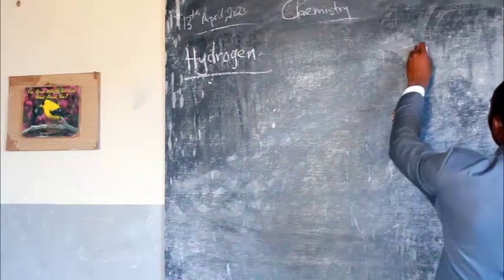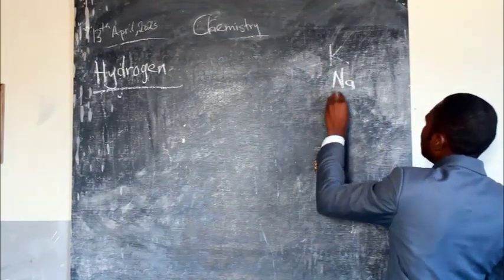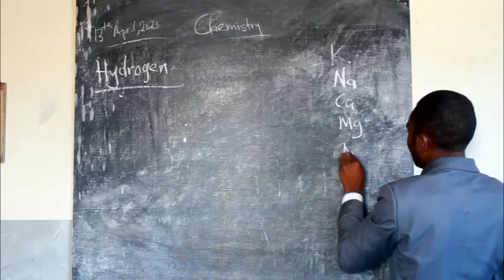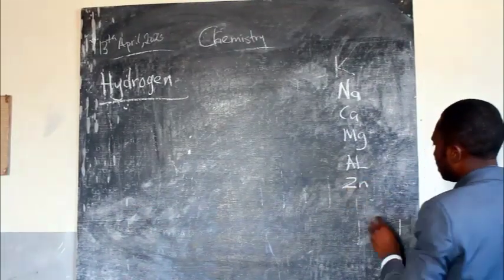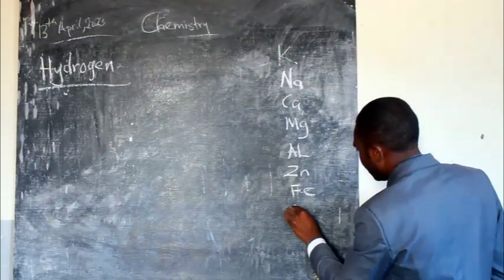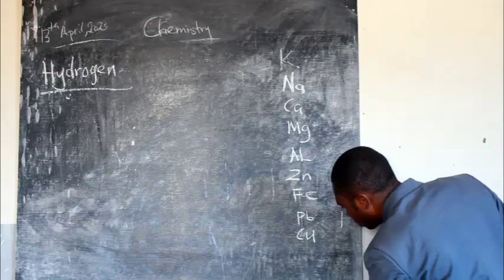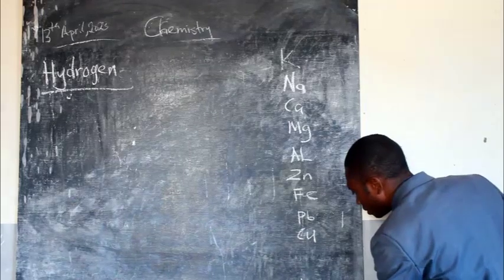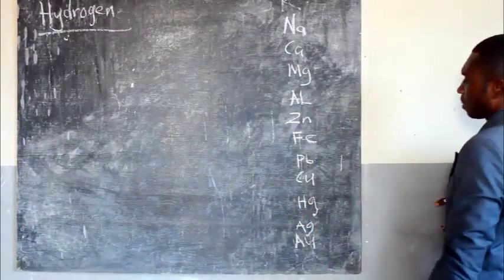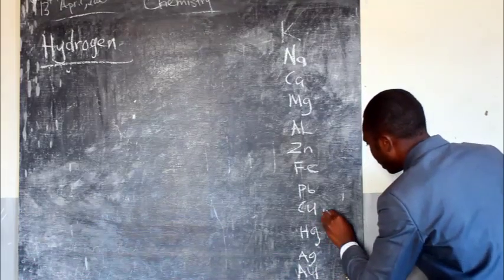Chiefly, I would like you to see, because I'll be talking on the activity series. That's the order: potassium, sodium, calcium, magnesium, aluminium, zinc, iron, lead, copper, then gold at the base, silver, mercury, and then hydrogen.